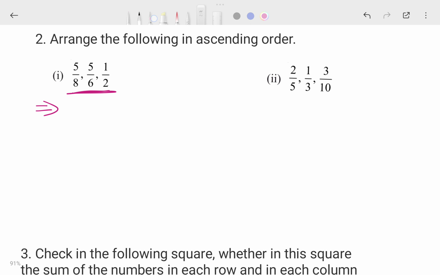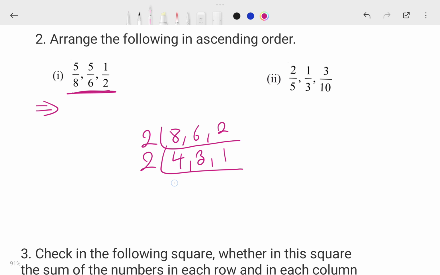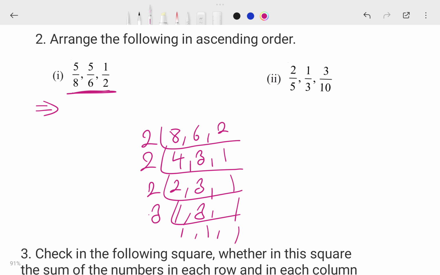First we have to find the LCM of each of these. Let's find the LCM of 8, 6 and 2. Divide by 2: this is 4, 3, 1. Divide by 2 again: 2, 3, 1. Divide by 2 again: 1, 3, 1. Then divide by 3: 1, 1, 1. Now multiply: 2 2s are 4, 4 2s are 8, 8 3s are 24.